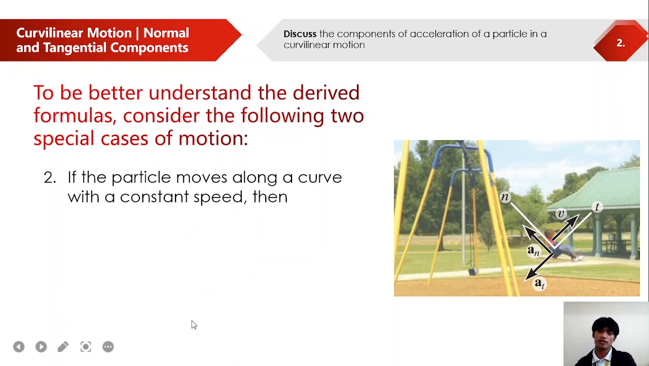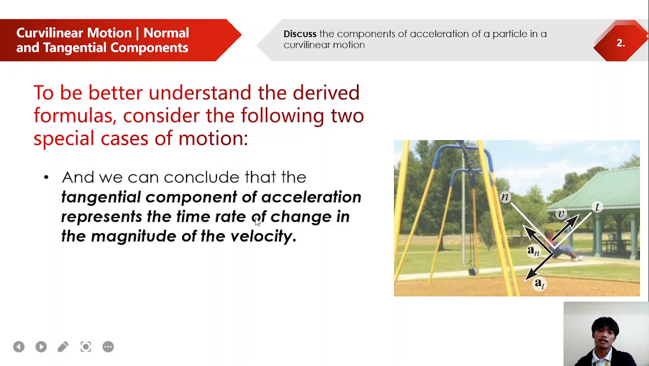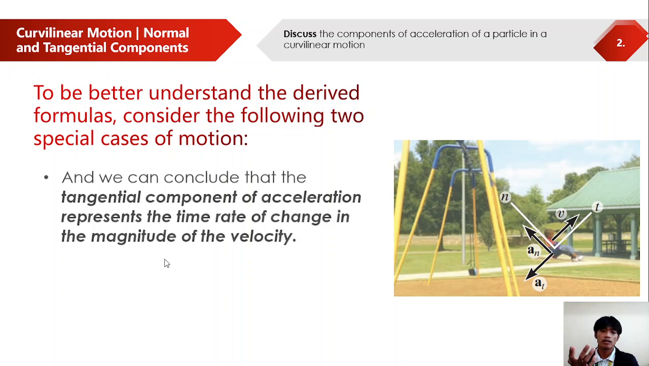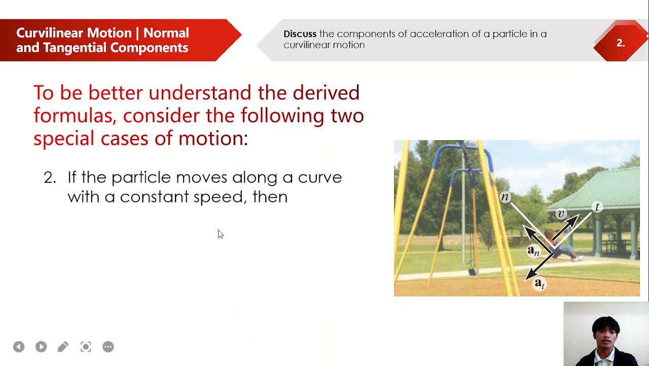Take note, let's go back to the first case. We conclude that it is referring to the magnitude, the time rate of change in the magnitude of the velocity. That's for your tangential. It is concerned with the magnitude of the velocity. So if the tangential is concerned with the magnitude, then if the speed is constant, or the magnitude of the velocity is constant, the tangential component would be equal to zero. But not the same as the case for the normal acceleration.